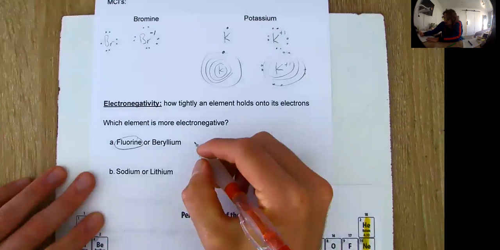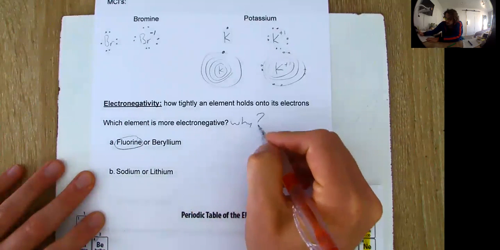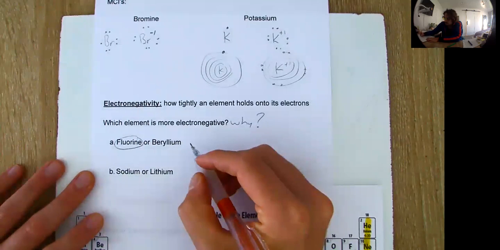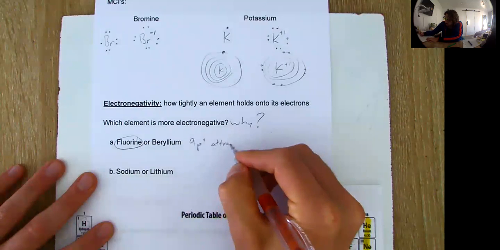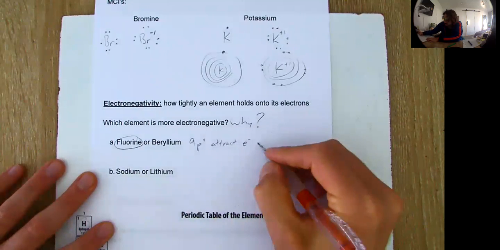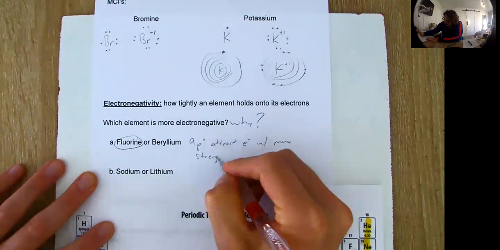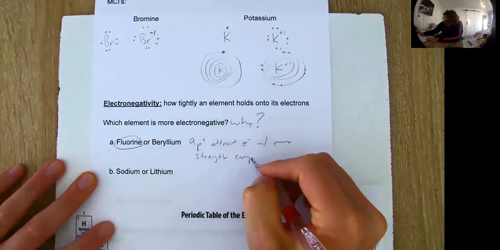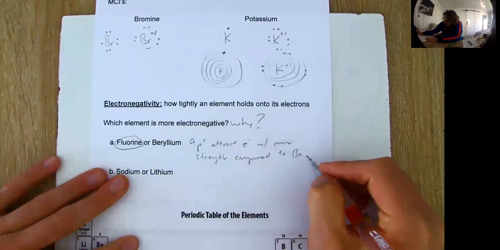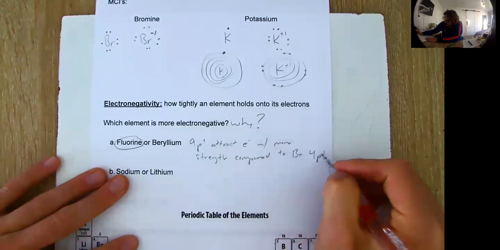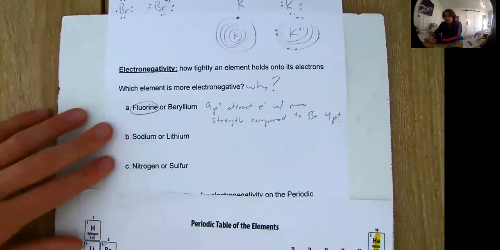Why? Because if we wanted to explain why, like if I asked this other question, why, we can say 9 protons attract electrons with more strength compared to beryllium's 4 protons. Okay, which one is more electronegative?